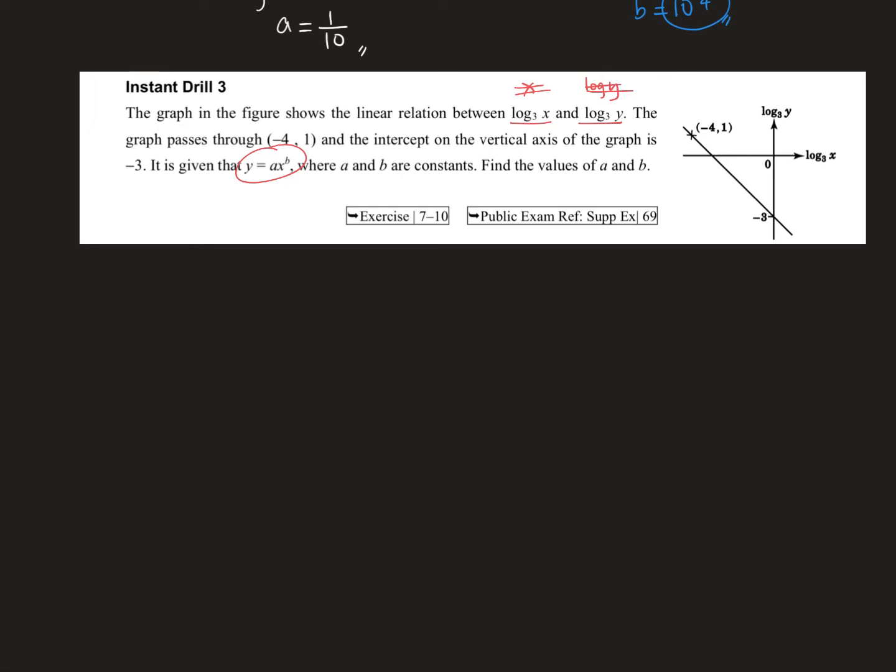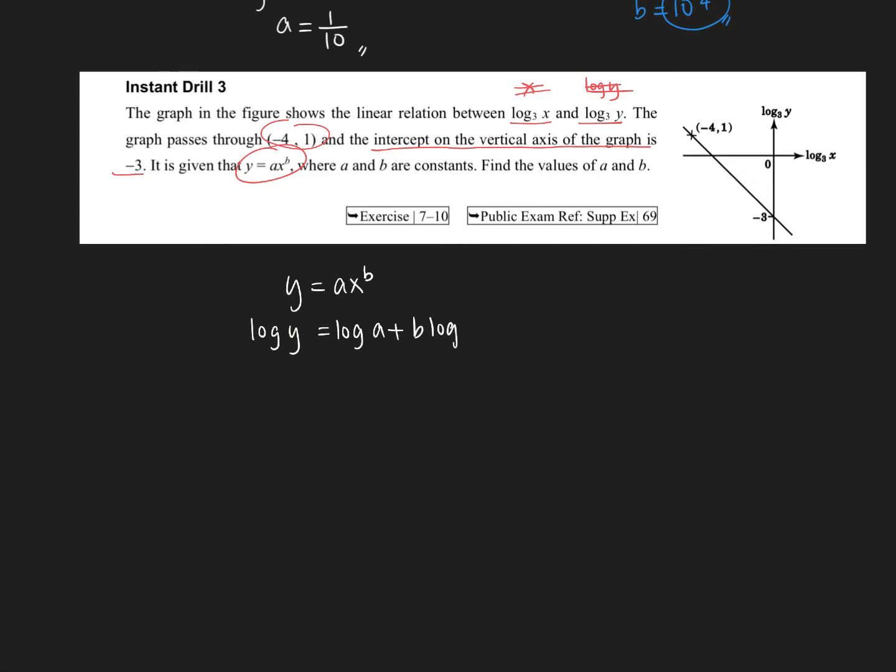And it shows that the intercept on the vertical axis of the graph is -3. That part is the same. You were given a point, 0.2, so you can calculate the slope. But now we're going to start off with a slightly different expression. Same thing, you will take log on both sides.